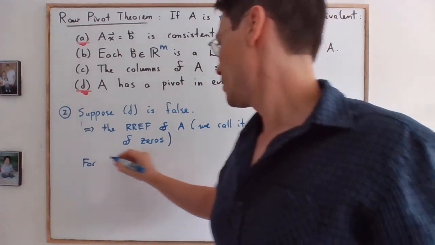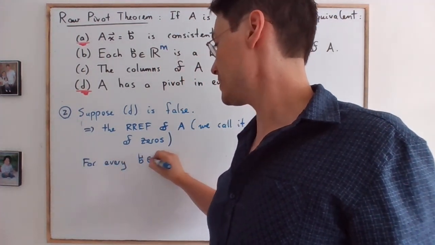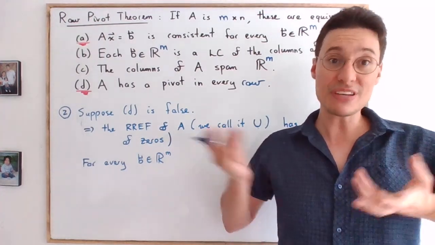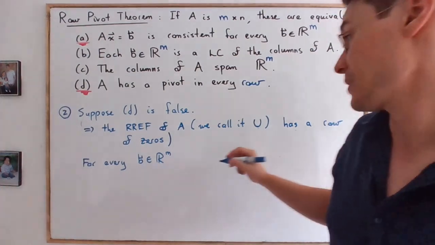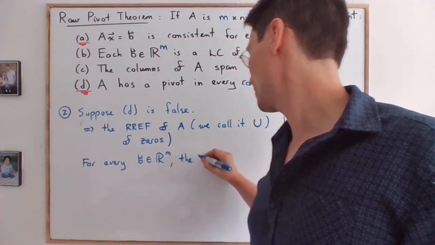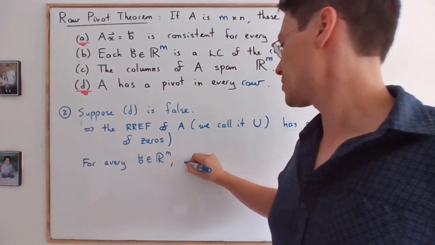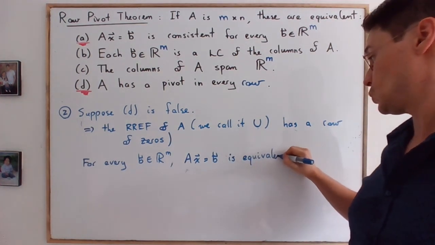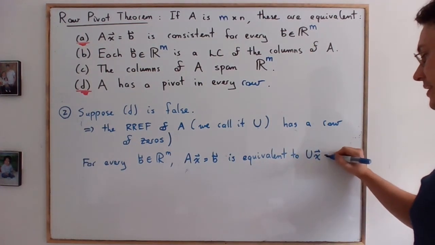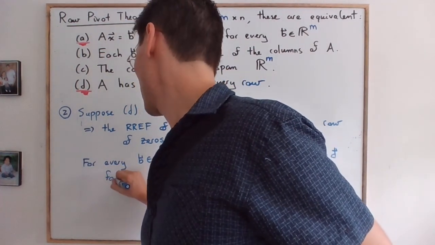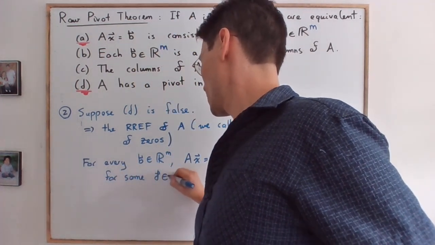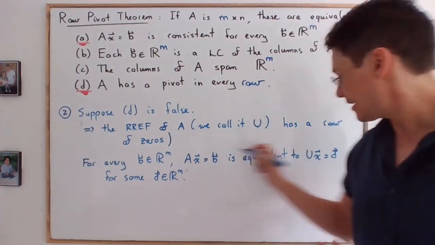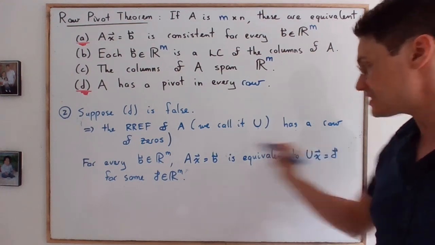And it means that for every B in Rm, the system AX equals B is equivalent to some system UX equals D for some D. So we don't know what that vector is, in Rm, it actually depends on B, but we know that there is a vector D for which these two systems are equivalent.